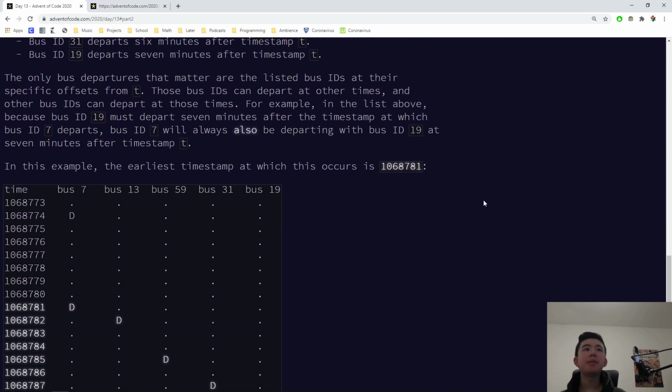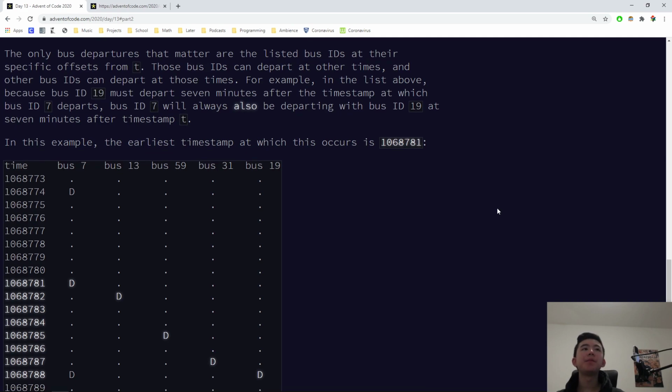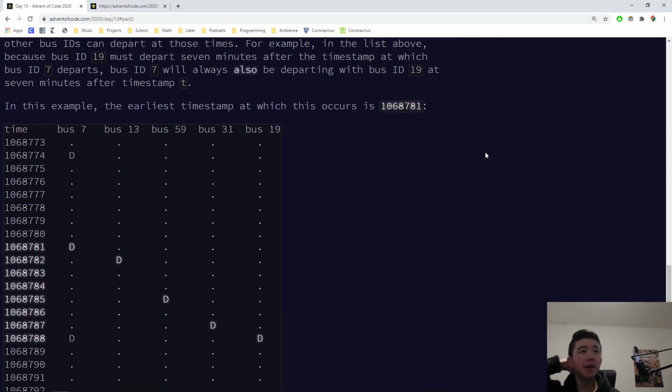The only bus departures that matter are the listed bus IDs at their specific offsets from T. Those bus IDs can depart at other times, and other bus IDs can depart at those times. For example, in the list above, because bus ID 19 must depart 7 minutes after the timestamp at which bus ID 7 departs, bus ID 7 will also be departing with bus ID 19 at 7. So we only care about what's listed, and extra stuff can happen as well. In this example, the earliest timestamp at which this occurs is 1068781.